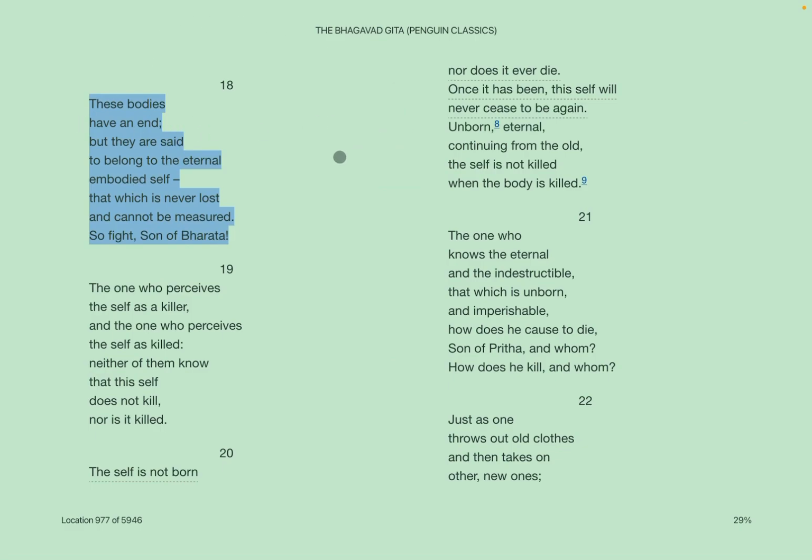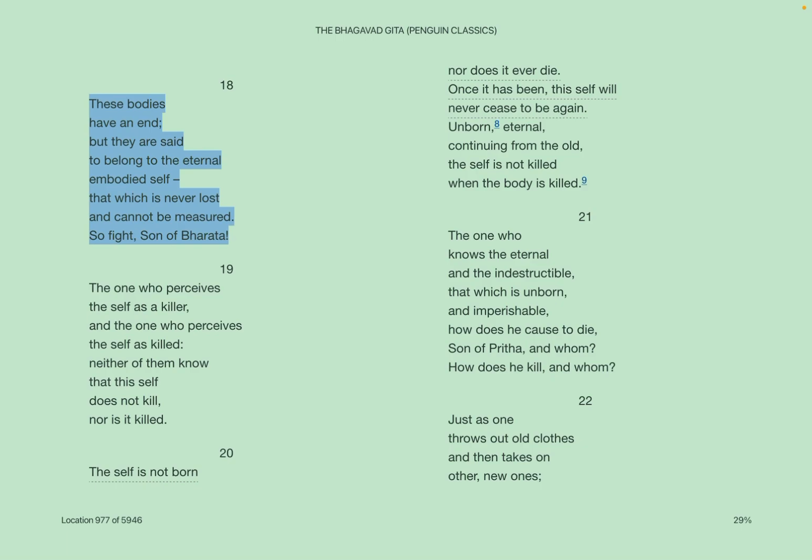Samsara, right? These bodies have an end, but they are said to belong to the eternal embodied self. That's the Atman and the Brahman, right? The bodies have an end, but they don't perish. That which is never lost and cannot be measured. So fight. Don't worry about going against your dharma, right? You have a different dharma to follow, and that is that you are a kshatriya. You need to fight. And don't worry about the consequences.